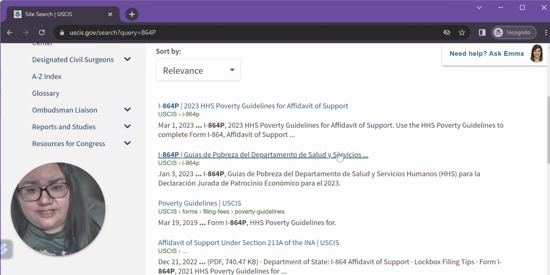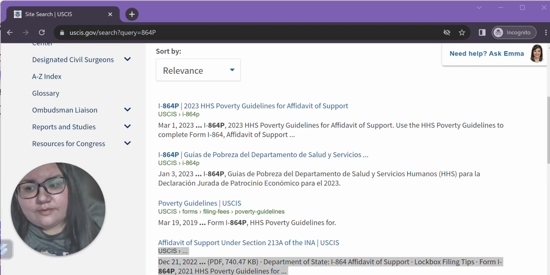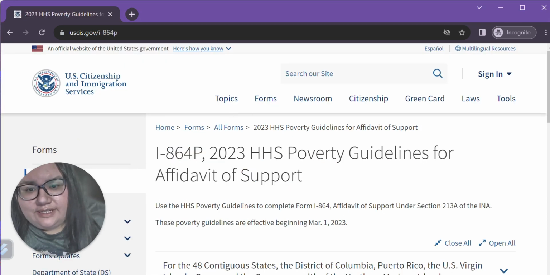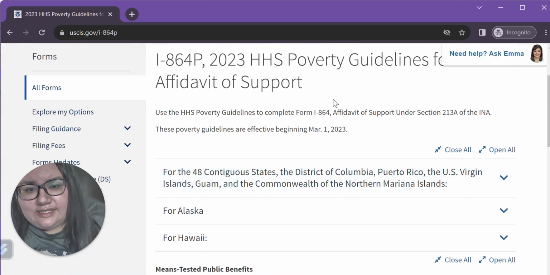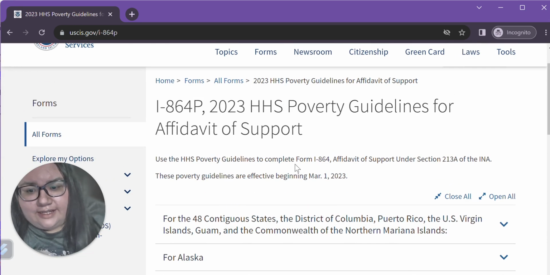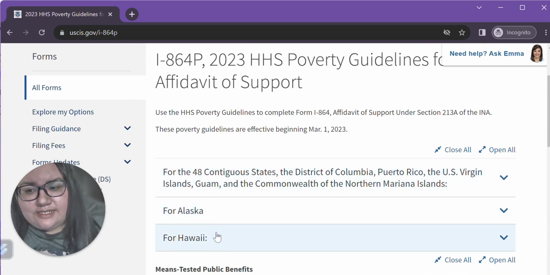All right, so we're going to go ahead and click on this first link. This is the Affidavit of Support Poverty Guidelines. It depends on the state that you're in. If you're in Alaska or Hawaii, you have your own guidelines. But for the rest of the United States, you're going to click here on this first section, and you're going to go down and it has the amount for each household size.